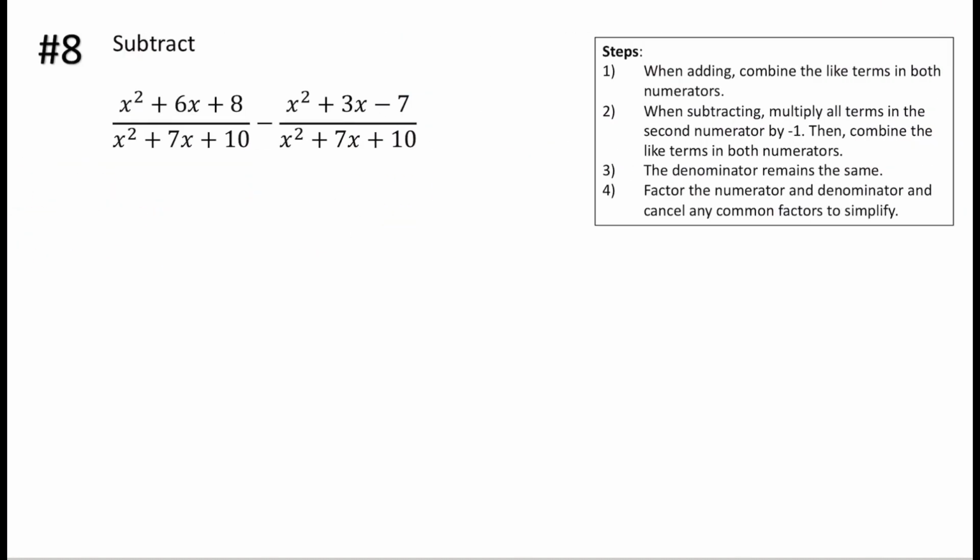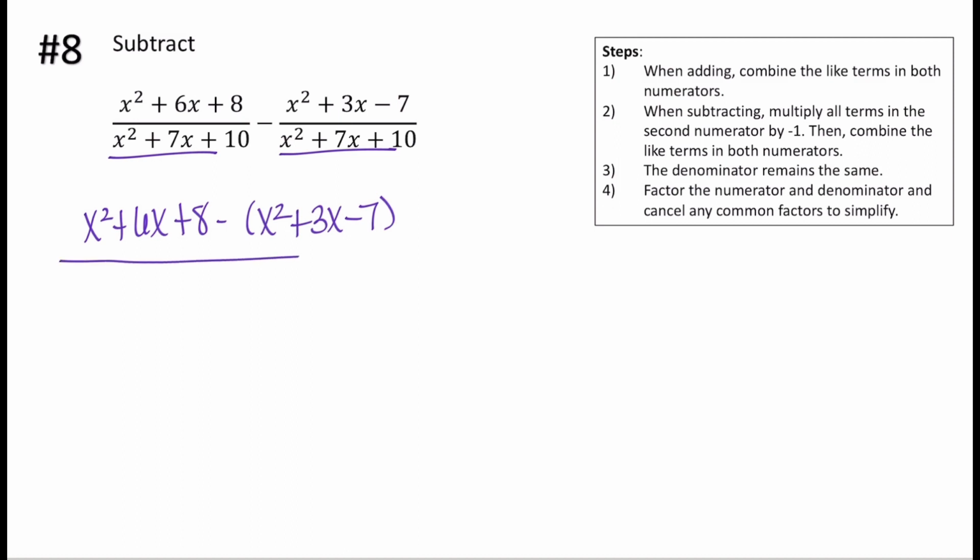So now let's go ahead and subtract these two expressions. Whenever we're adding or subtracting, remember you want to have like denominators. In this case, we do have two like denominators. So let's go ahead and subtract the numerators. We have x squared plus 6x plus 8 minus x squared plus 3x minus 7.